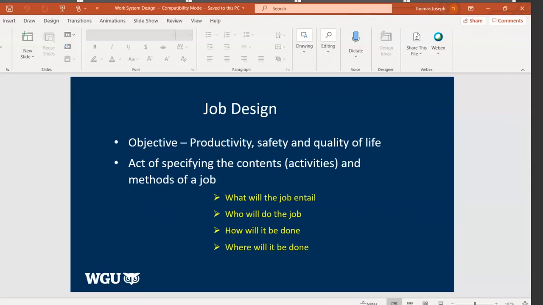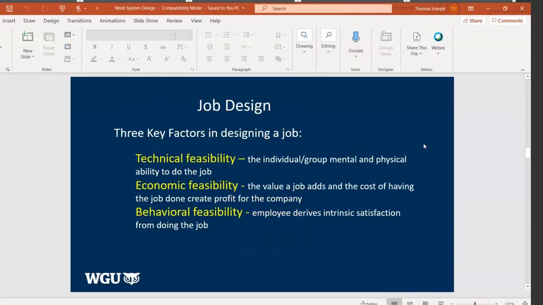Job design. All right. So there are three key factors in designing a job. So when an organization is designing a job, and that could be a project that you have to work with or a position within the company, right? There are three things that are taken into consideration. Number one, technical feasibility. That is the individual or even the group's mental and physical ability to do that job. Now, technical, think of it in terms of not having computer skills or being computer literate, but your mental as well as your physical ability to do that job. That is very critical, right?